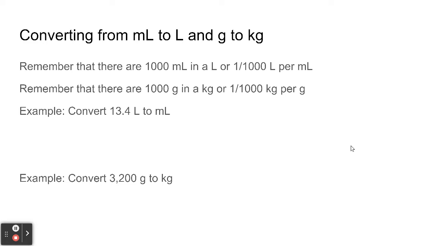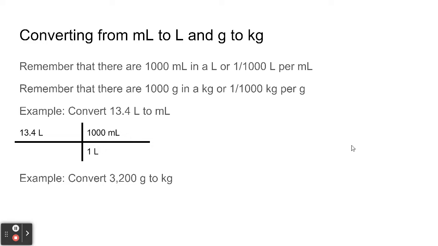All right, so if we are converting from 13.4 liters to milliliters, this is where we use that T-chart, that factor label technique. So we have our T-chart here. The thing that we're starting with, the 13.4 liters in the question, that's going to go in the top left of our T-chart. We're solving for milliliters. That goes in the top right.